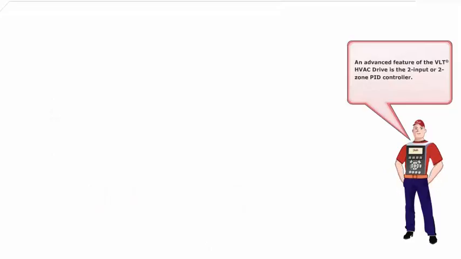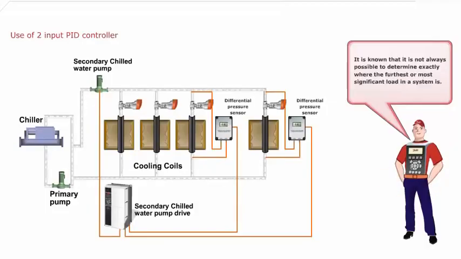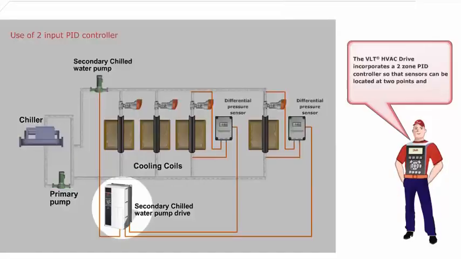An advanced feature of the VLT HVAC drive is the two-input or two-zone PID controller. It is known that it is not always possible to determine exactly where the furthest or most significant load in a system is. The VLT HVAC drive incorporates a two-zone PID controller so that sensors can be located at 2 points, and the VLT HVAC drive will control the secondary pump to maintain the required differential pressure at either point.